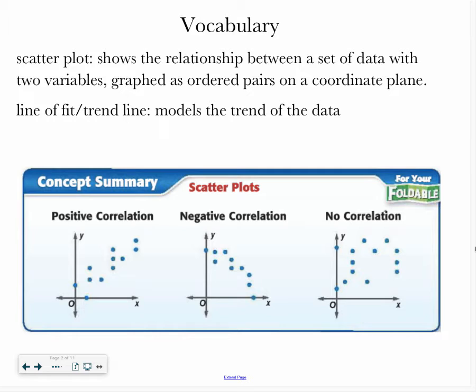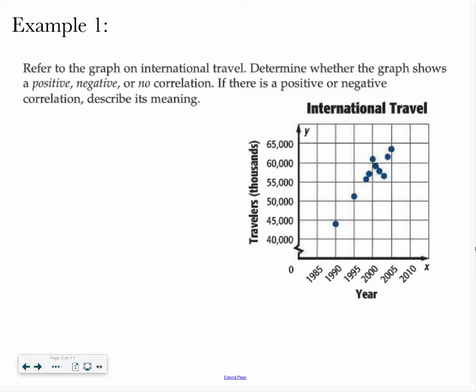It's all the points. And then no correlation is when it doesn't look like there's any rhyme or reason for where all of the dots are, okay? So positive correlation looks like our positive slope. Negative correlation looks like our negative slope. And no correlation means that doesn't look like anything, really. Just a bunch of dots. So let's look at our first example.